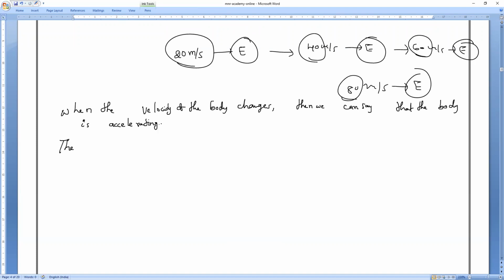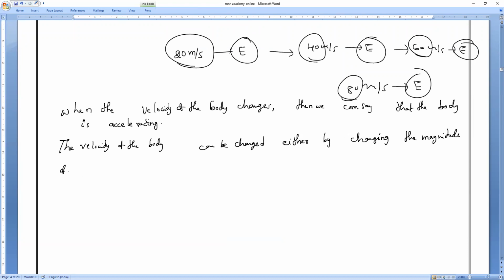So we can change the velocity in two ways, right? The velocity of the body can be changed either by changing the magnitude of the velocity, or what we can change? The direction of motion of the body. Is it okay, guys? Or both I will change.